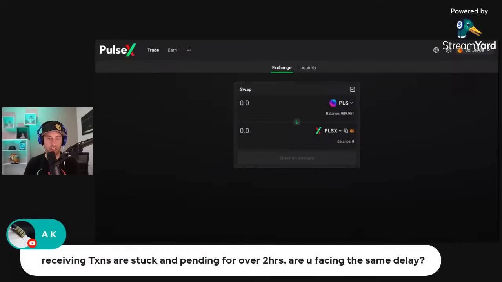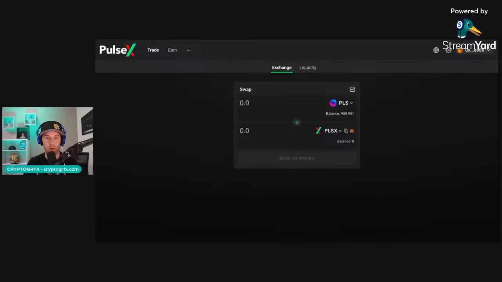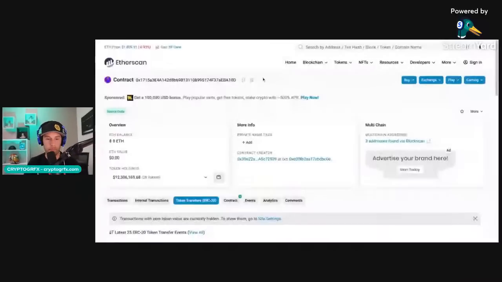Receiving transactions are stuck and pending for over 2 hours. Are you facing the same delay? Everybody I know is facing the same delay. Everybody. So what I'm going to do is I'm actually going to show you guys how many transactions are currently going through the bridge at the moment. It's actually wild.